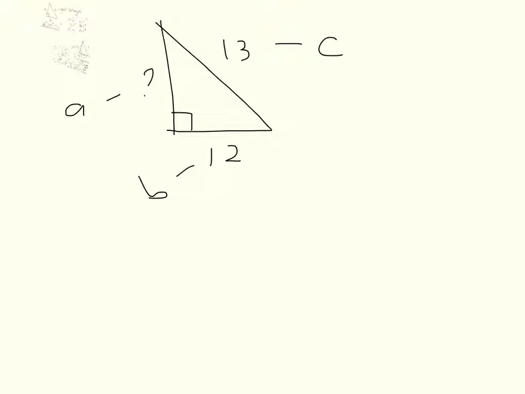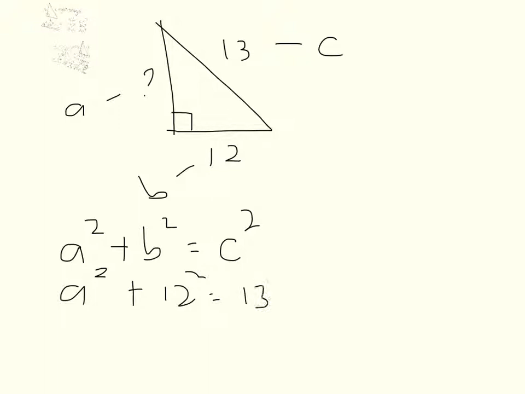This time let's make an example wherein this one is missing. If you're used to this kind of orientation, say I know this to be 12 and I know this to be 13. So again, I can set this to be A, this to be B, and this to be C. So A squared plus B squared is equal to C squared. A is unknown, so let's just write that as A squared, B squared is 12 squared, and C squared is equal to 13 squared.